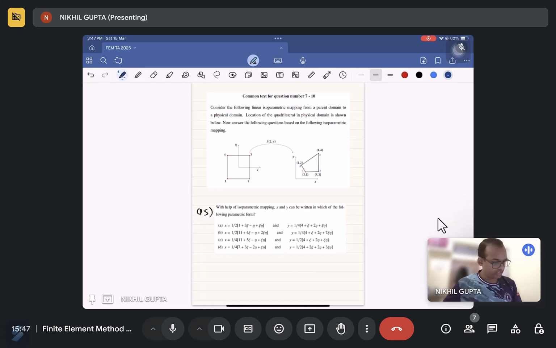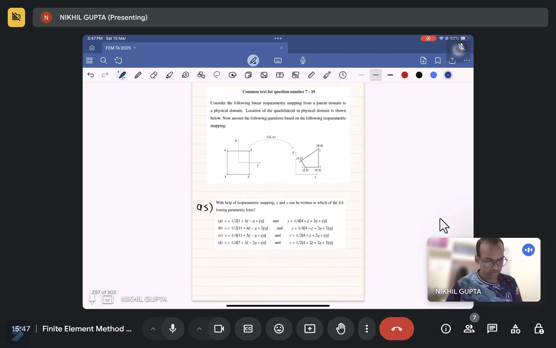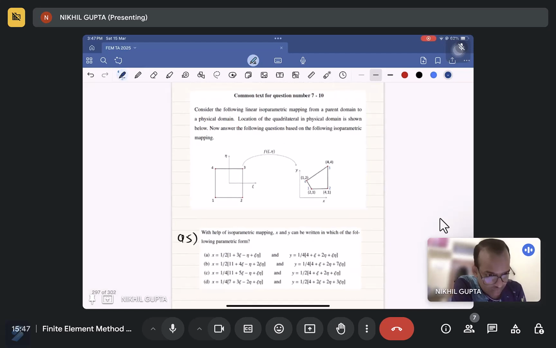Okay, now let's start with question number 5. The same question is given in this assignment, not exactly the same, but the type is the same, so it will be very helpful for you to do that question. So let's start. It says, consider the following linear isoparametric mapping from parent domain to physical domain. The location of the quadrilateral in the physical domain is shown below, and now answer the following questions based on the isoparametric mapping.